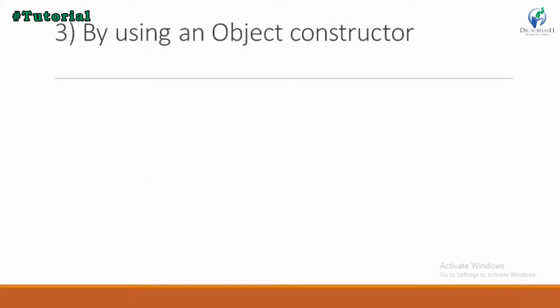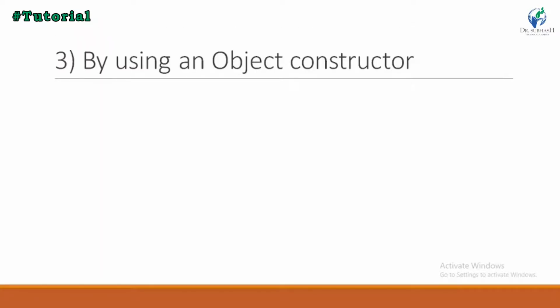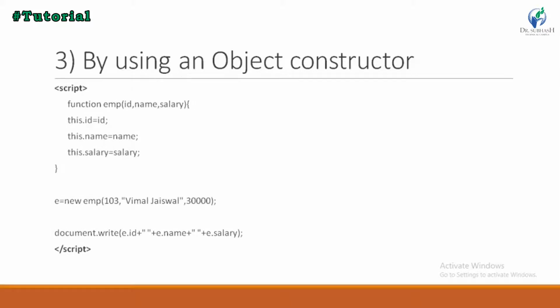And the third method is using the object constructor. Here we will be using the this keyword. We'll see the example. Okay, so let's try to understand in the script tag how we are defining the object. If you define the object in the third way, just define a function, let's say function emp. Okay, and we are passing the arguments id, name and salary, and we are doing this.id equals to id. Here this.id refers to the current class object. So we are defining this.id, which means we are defining an id attribute for this current object.